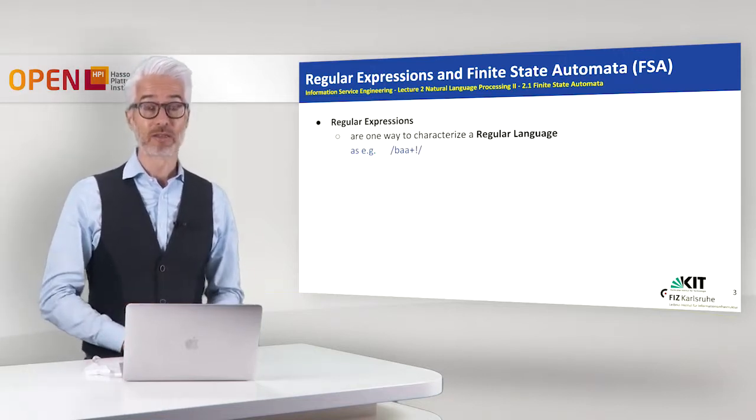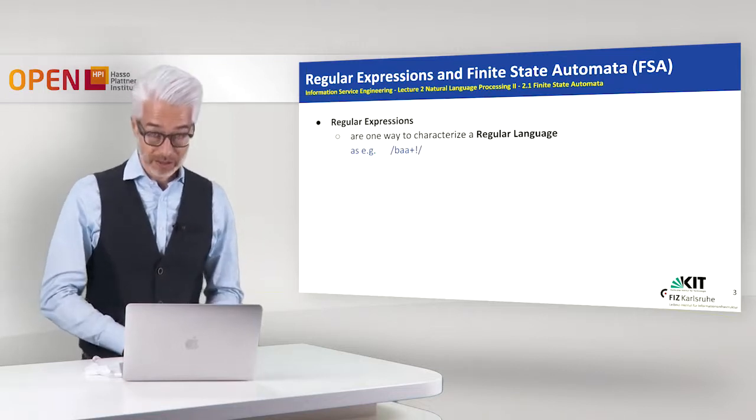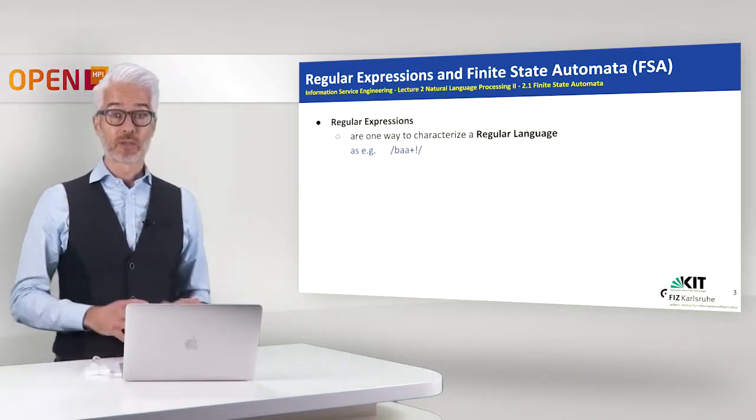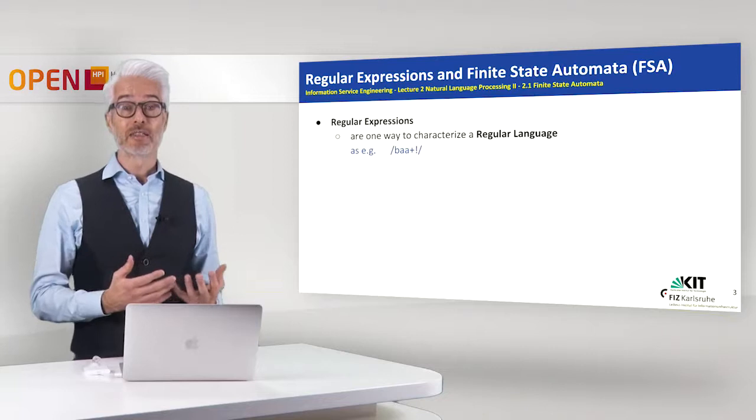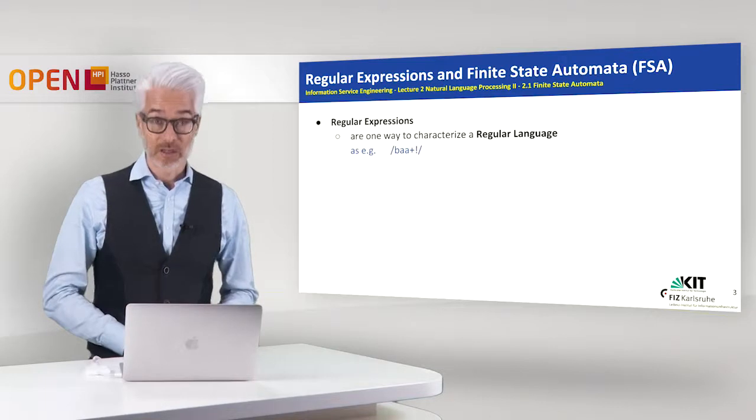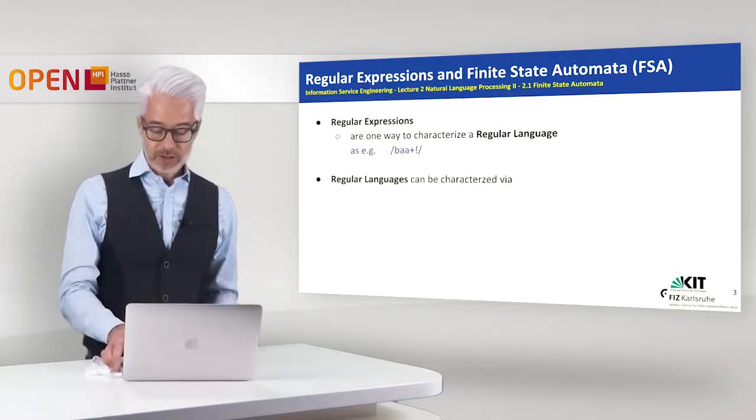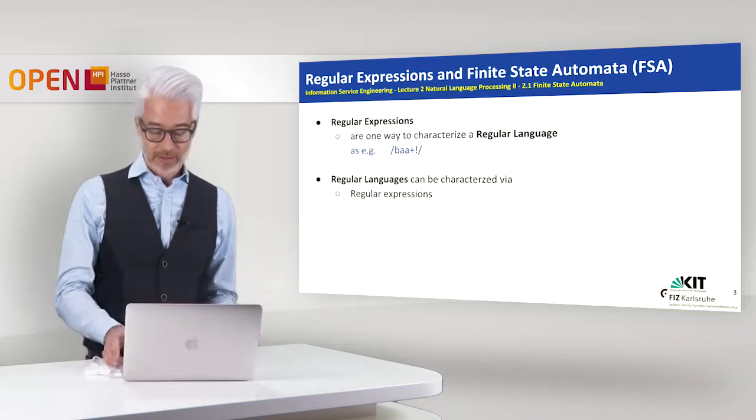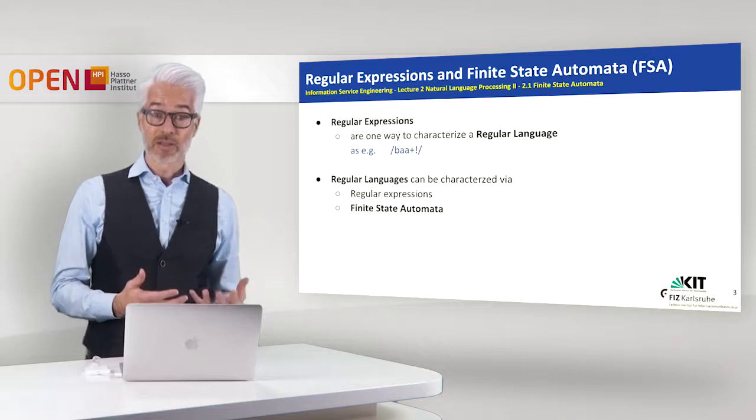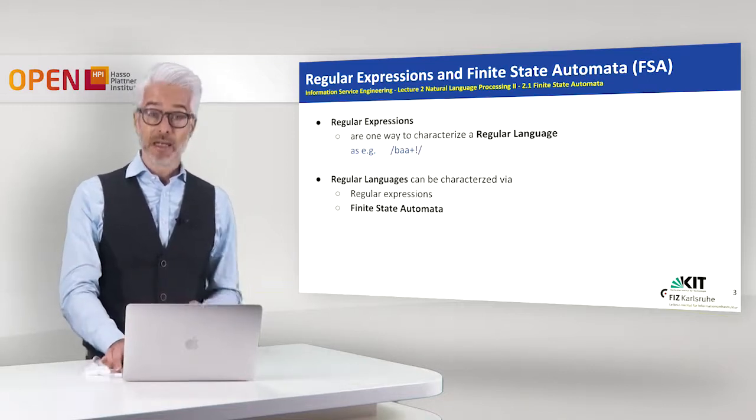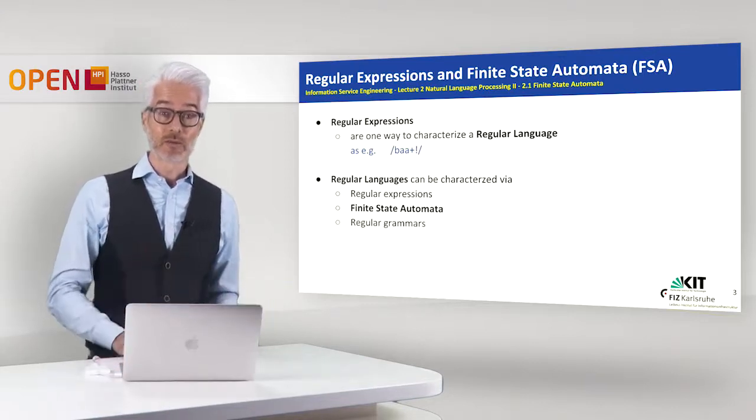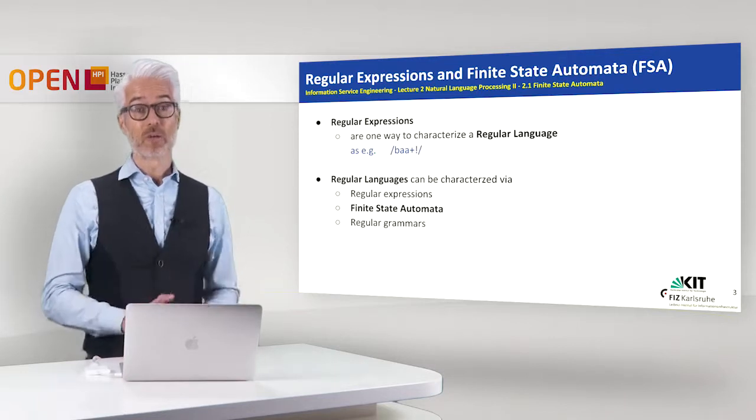Probably you have heard about the language hierarchy according to Chomsky. In computer science, there is a hierarchy of formal languages, and regular languages are the most simple languages, and they can usually be recognized with the help of a so-called finite state automaton. Regular languages can be characterized with regular expressions, and also recognized and characterized with a finite state automaton. As you might already know, to generate a regular language, you can use a so-called regular grammar. But we don't talk about formal languages today.